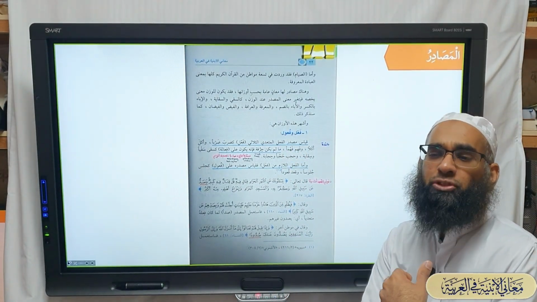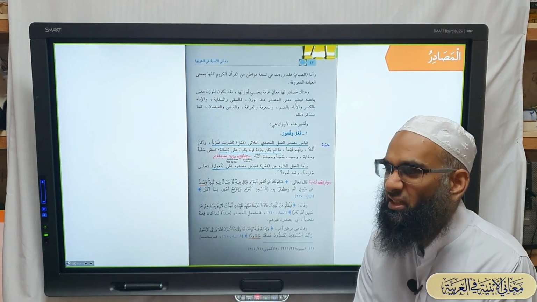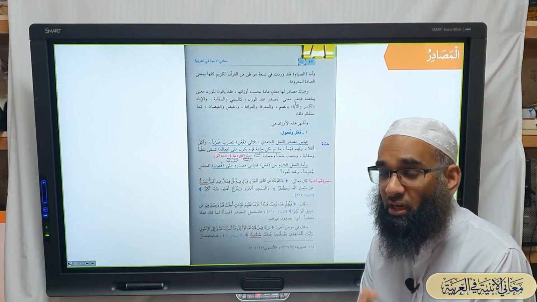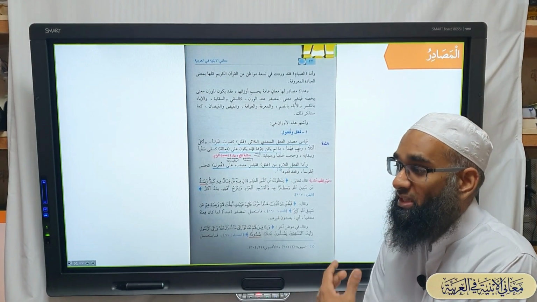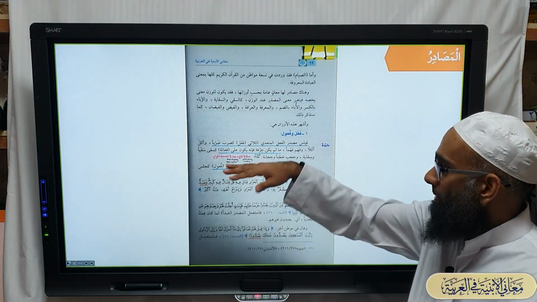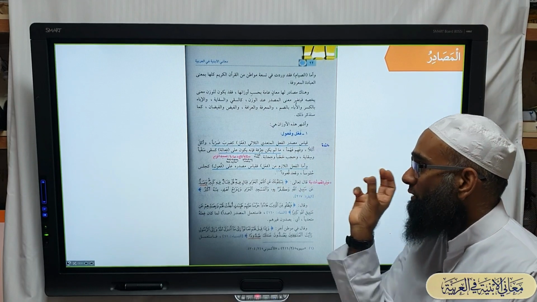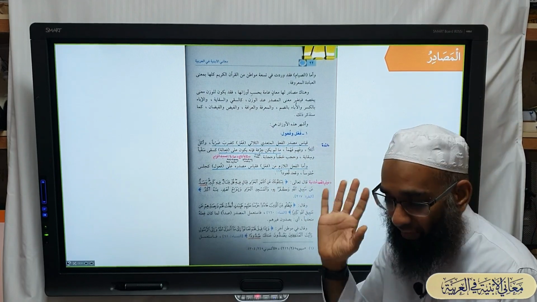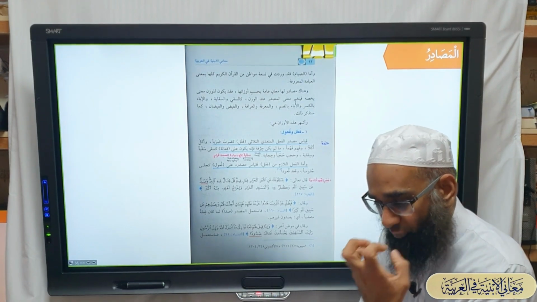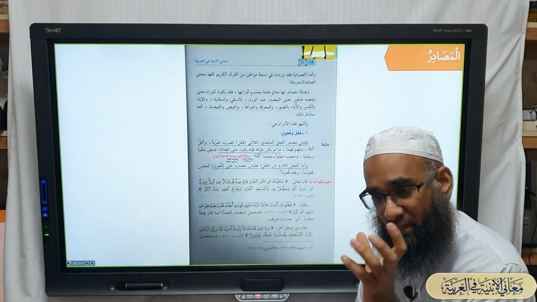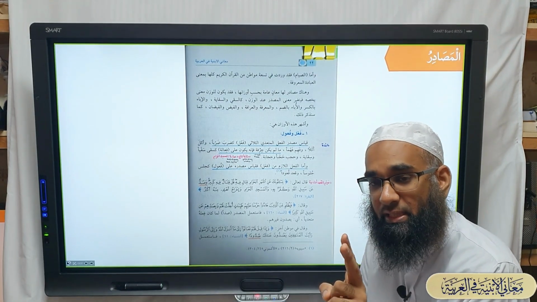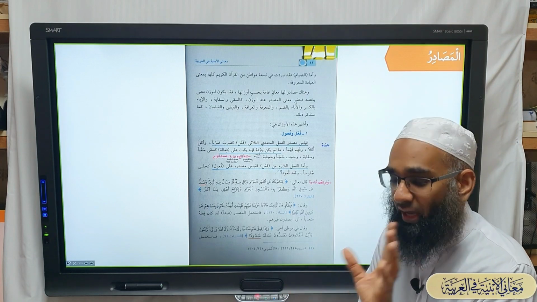Again, these are all mujarrad masadir, because the mazid fihi masadir are fixed. Arsala yursilu irsal, it's only irsal, no other masdar. But the mujarrad have various masadir, and these masadir have certain general rules. The first rule he mentioned is that the masdar of a fa'l muta'addi, which is ثلاثي, is generally speaking fa'lan. If it is a muta'addi and it's ثلاثي, generally speaking, the masdar will be fa'lan.